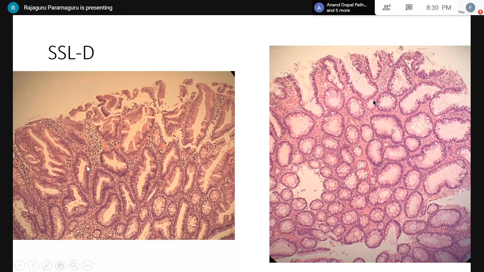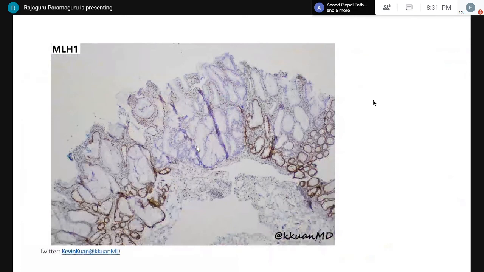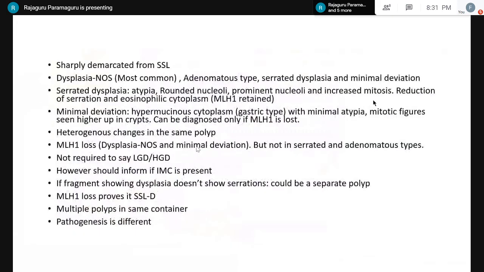This is the same case where here you see a type of dysplasia, whereas here you do not see much of serrations, and a lot of these goblet cells over here. This is more like an adenomatous type of dysplasia. If you give this slide, this particular focus, to anyone, they might diagnose this as a tubular adenoma, but this area was part of this same polyp. So it's a case of a sessile serrated lesion with dysplasia, and MLH1 would be lost in the dysplasia, which is commonly seen. I'll show you what it is.